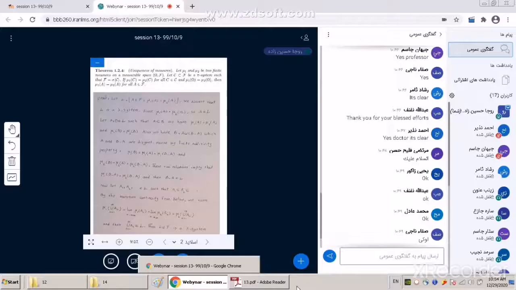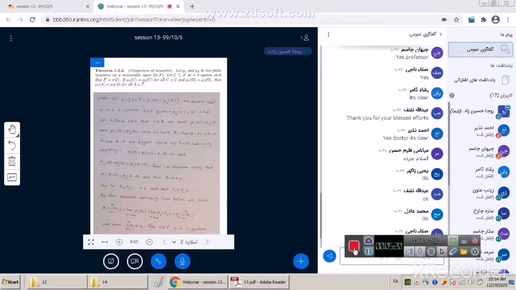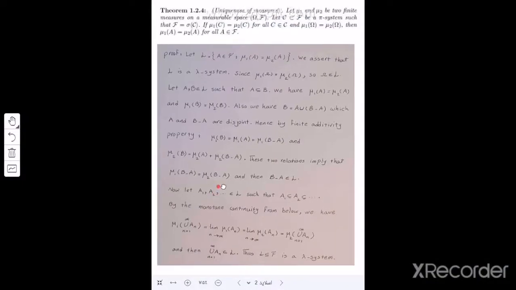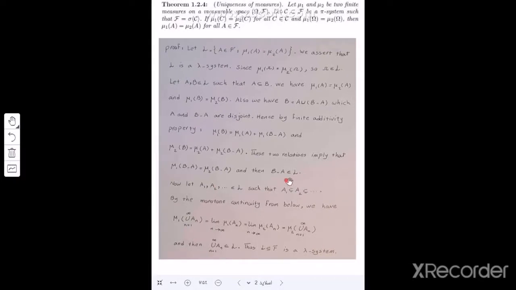We had this relation and this relation. By these two relations, we obtain that mu1(B minus A) is equal to mu2(B minus A). And so, by definition of L, B minus A is a member of L. Okay, until here, we see that this L has the second condition of a lambda system.